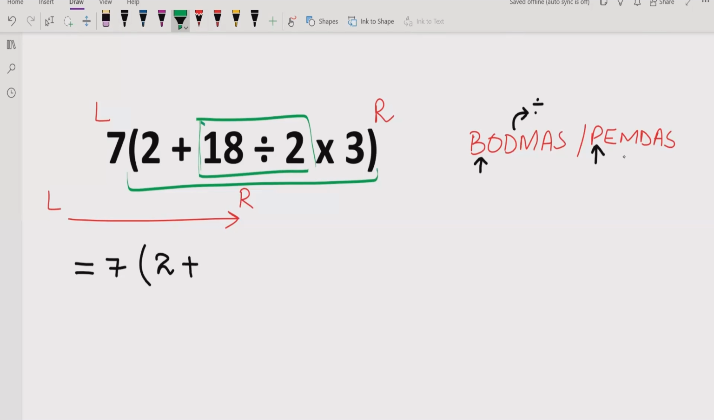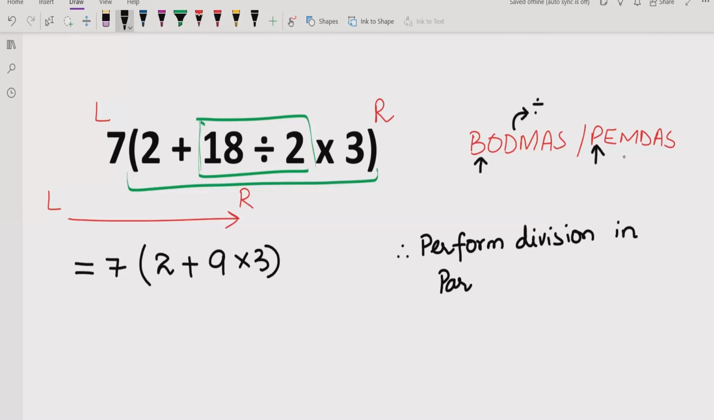So 18 divided by 2 is 9. Multiplied by 3, as it is, we will write. So here we perform division in the parenthesis. Okay, now we will solve again from left to right. And now we will solve 9 multiplied by 3.